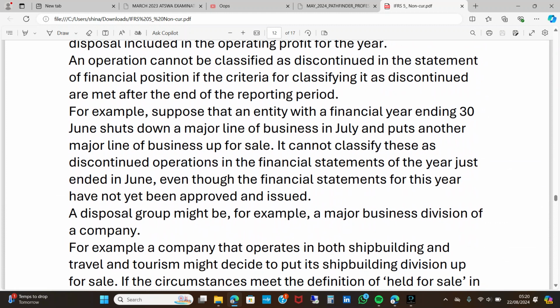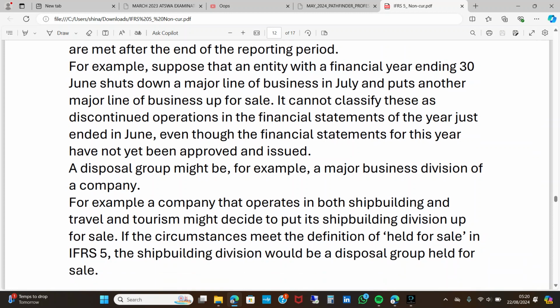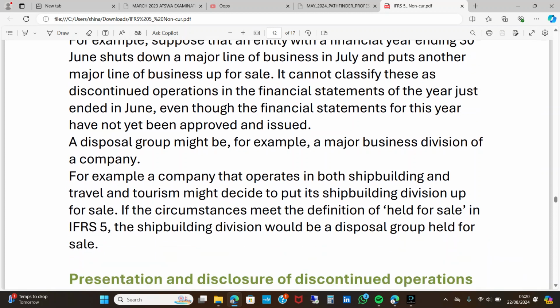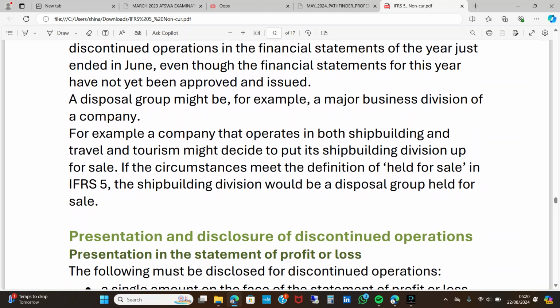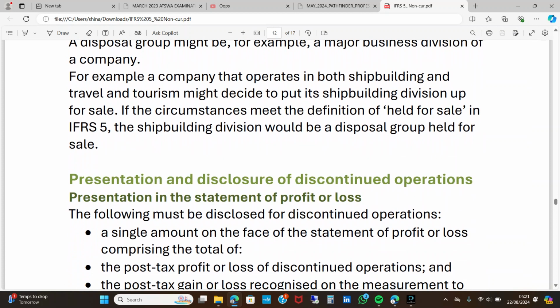Reporting date. For example, suppose that an entity with a financial year ending 30th June shut down a major line of business in July and put another major line of business up for sale. You know that the accounting end is June. They are deciding to sell in July, or they have sold in July. Please, they cannot classify as what? Discontinued operation. Why? Because they sold or they intend to sell after the accounting year end or reporting date, which is June. So you cannot classify this as discontinued operation. They can only disclose one or two pieces of information about it in the notes to the financial statement.